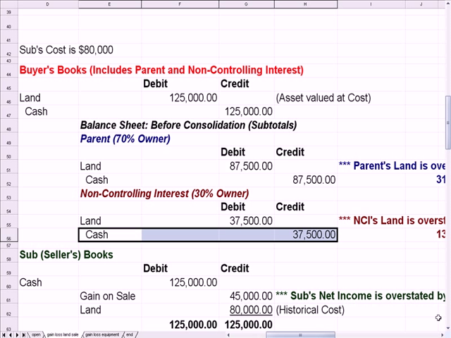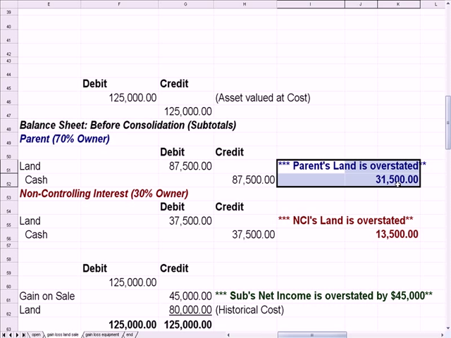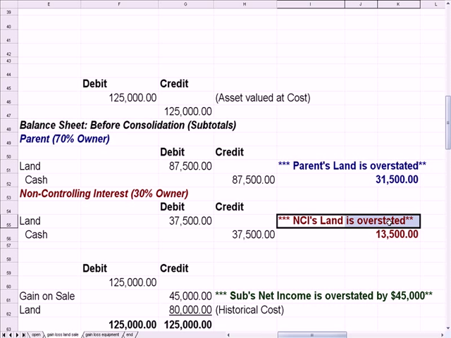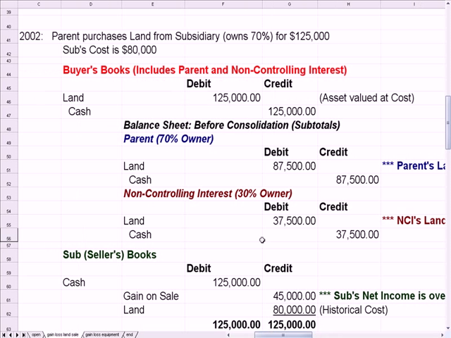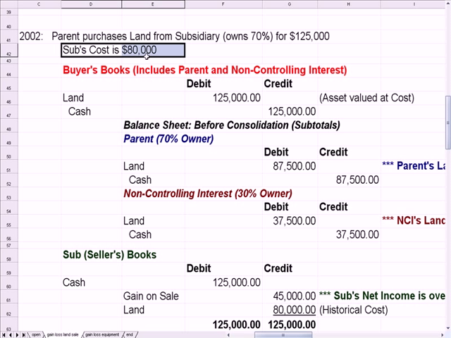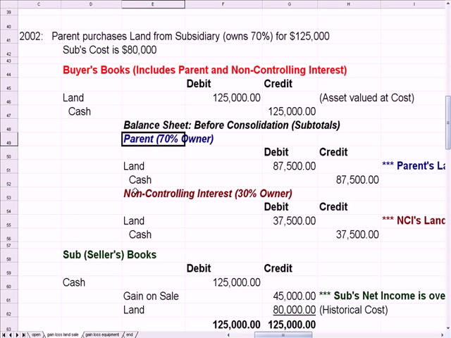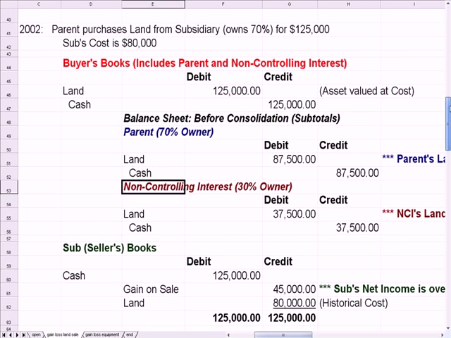So what's going on if you move further to the right? The parent's land is overstated by 31.5. The non-controlling interest land account is overstated by 13,500. If I add those up, I get $45,000, which is the difference between the cost of the land to the parent, 125, and the subsidiary's cost of 80,000. That's what's on the buyer's books, including a parent and a non-controlling interest.